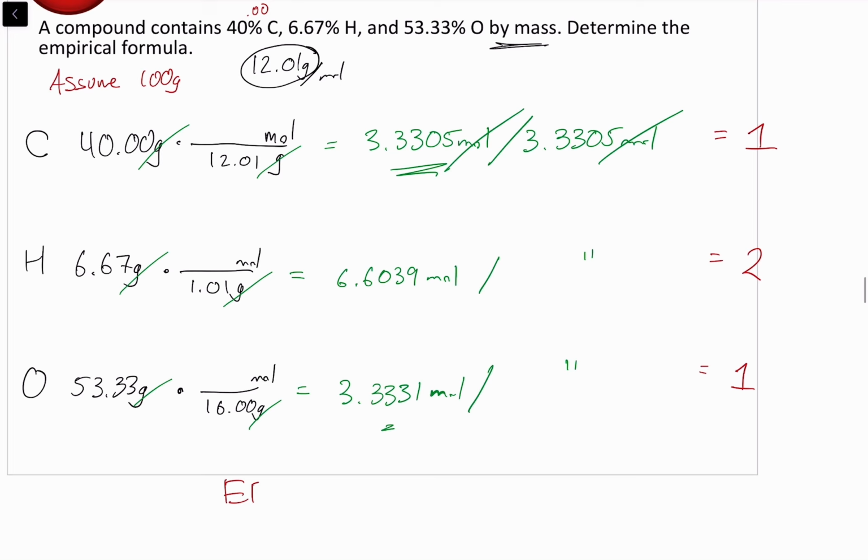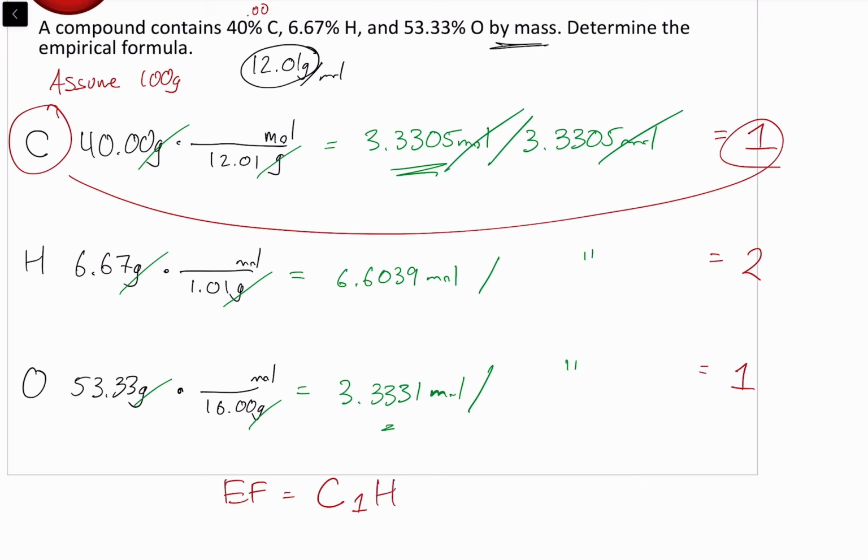So our empirical formula is going to be C1, H2, and O1. Now we know that we have to simplify this, and if you know that you're going to drop the ones right away, you don't have to write them. So this is just going to be simplified into CH2O. And that's it.